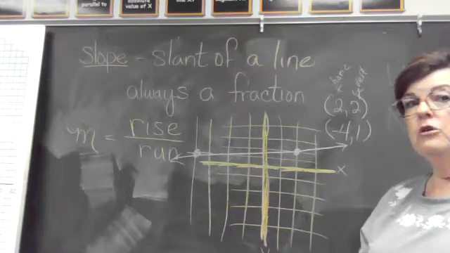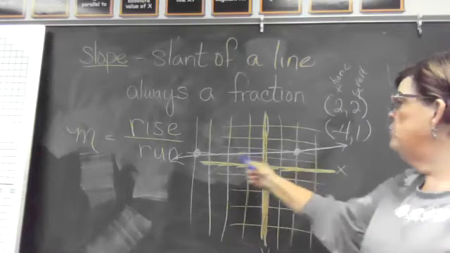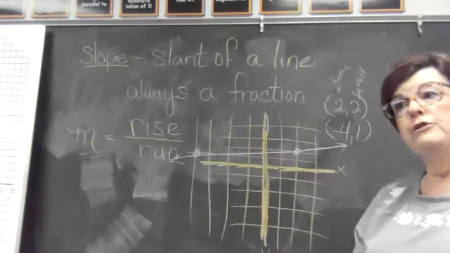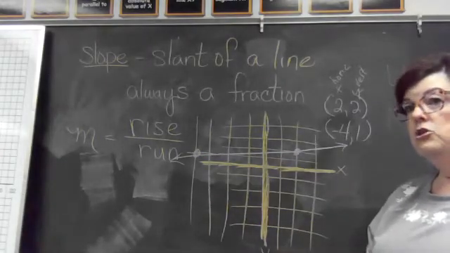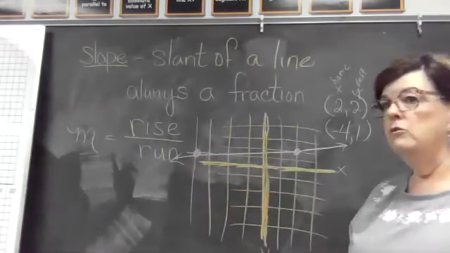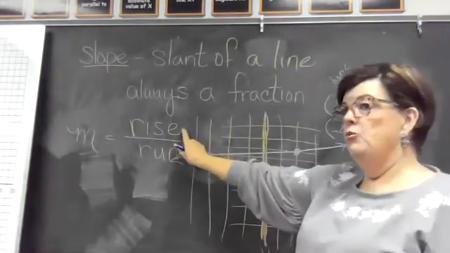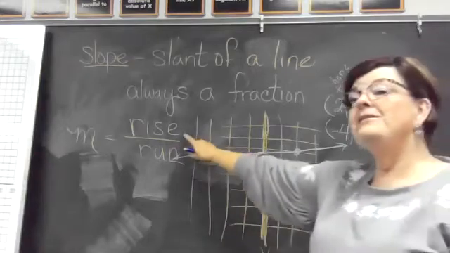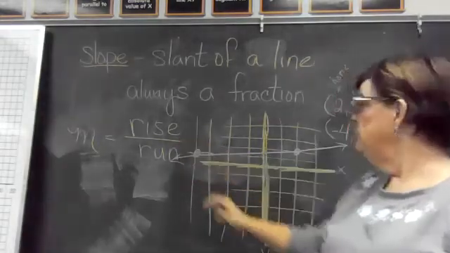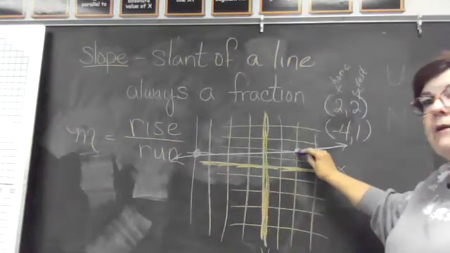This is the first time you're going to count this slope. You can start at either point. You do not start at the origin. When you're finding the slope, you start with a point on the line, not the origin. And then to find the slope, we rise first. So let's start from this point, okay?